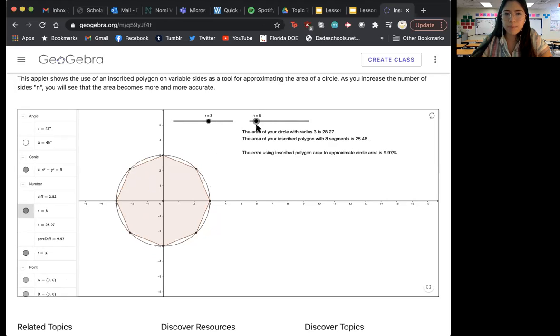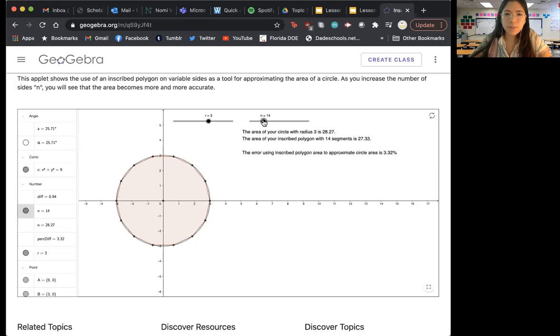Now, I'm going to bring this down. This is n, the number of triangles. Think of it like it's slicing it into that many pieces. This is an octagon, so 8 pieces. When it's in 8 pieces, if I try to calculate the area, I would get 25.46. Is that exactly the same, or is it still pretty far away from the actual area? It's kind of far, right? 25.46 is close to the actual area, but it's still pretty far.